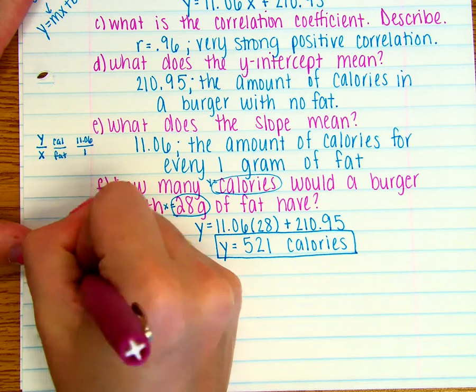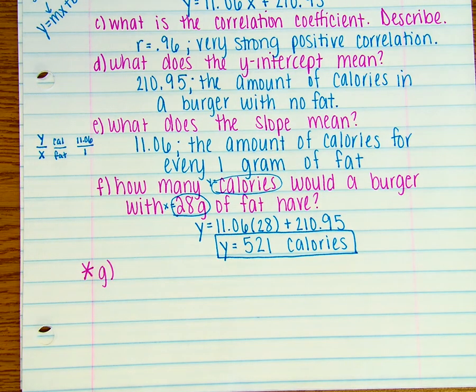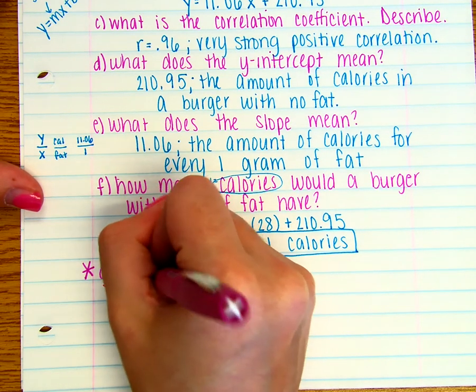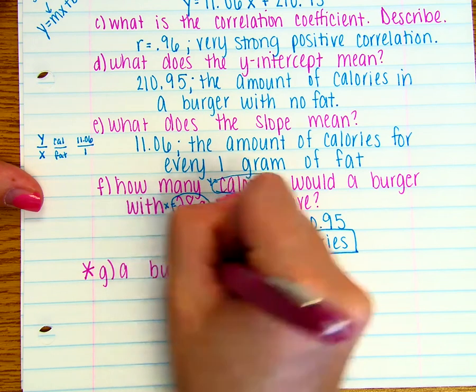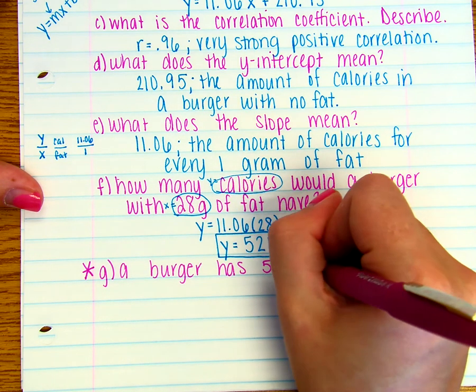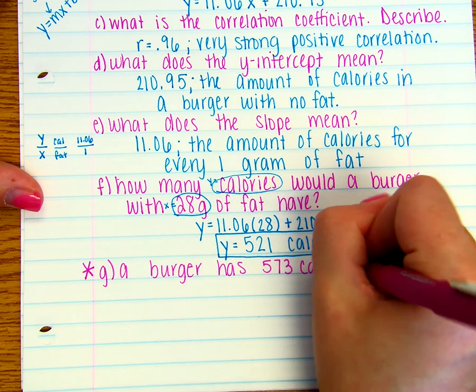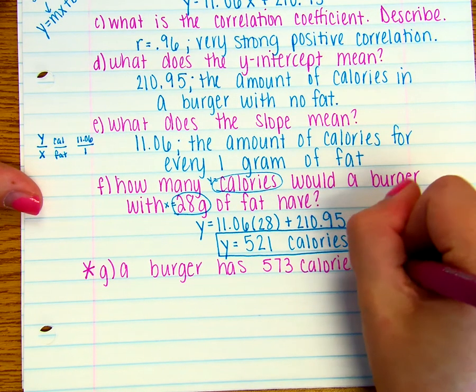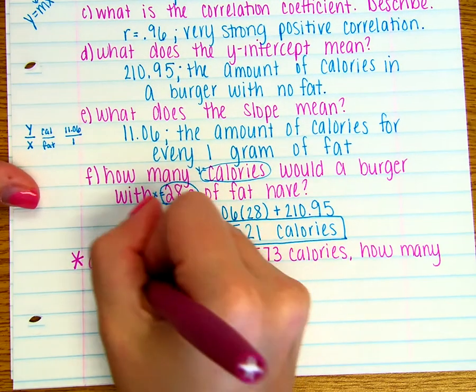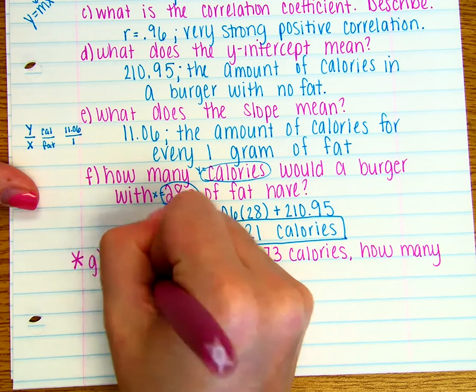And now we're going to go over what you're probably going to see. I'm going to put a star next to this here because this one is going to be a little bit different and you may see it as an extra credit, or a special type of problem. I just want you to have it starred in your notebook. A burger has 573 calories. How many grams of fat could it have?